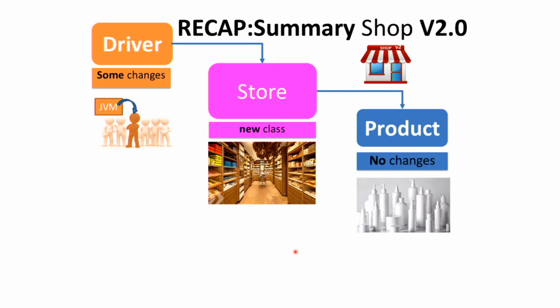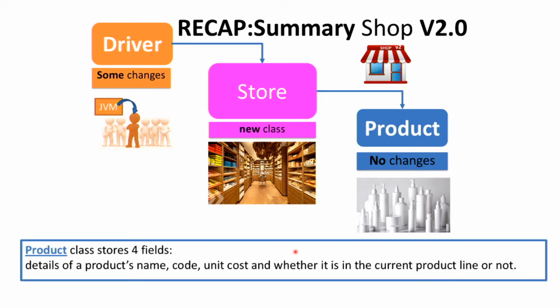So let's take a look at shop version 2. We have 3 classes: driver, store, and product. There was some changes made to driver. Store was a new class that was introduced, and we didn't make any changes to the product class. Product stores 4 fields. Details of a product's name, code, unit cost, and whether it's in the current product line or not.